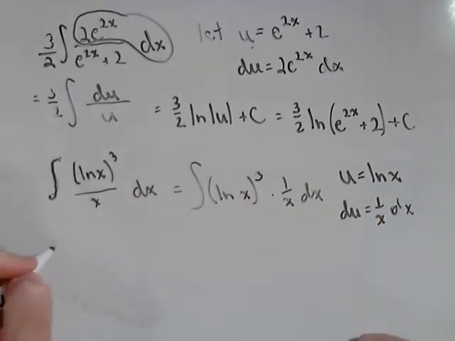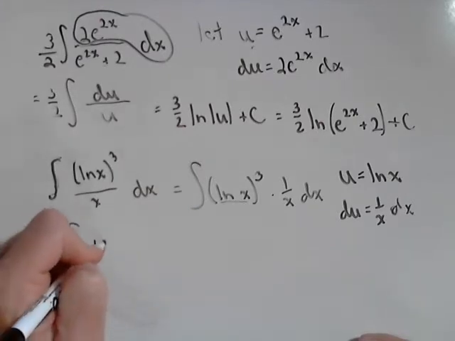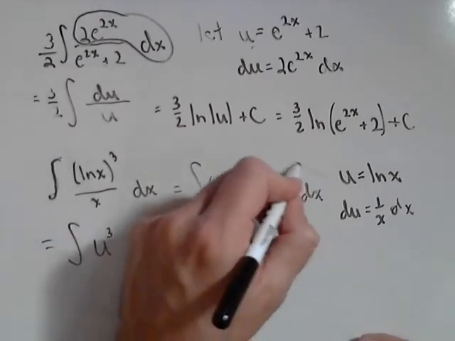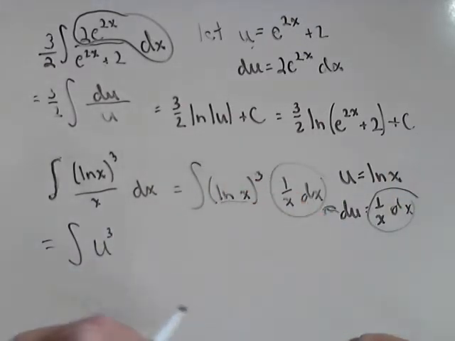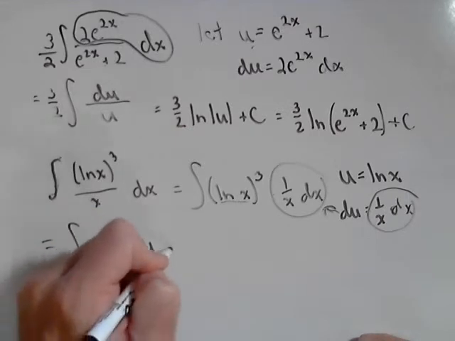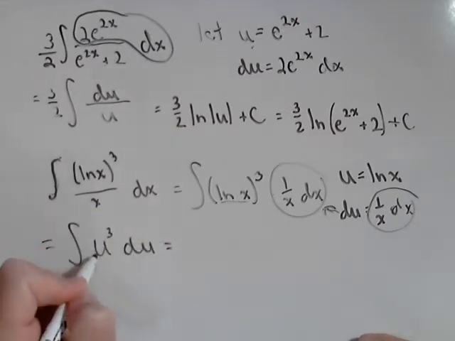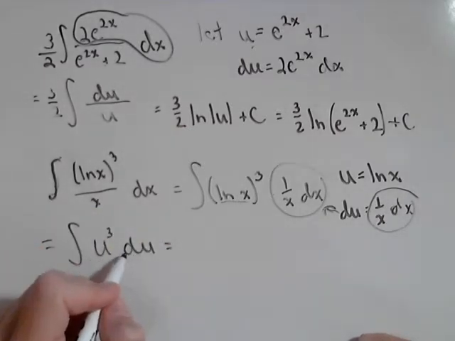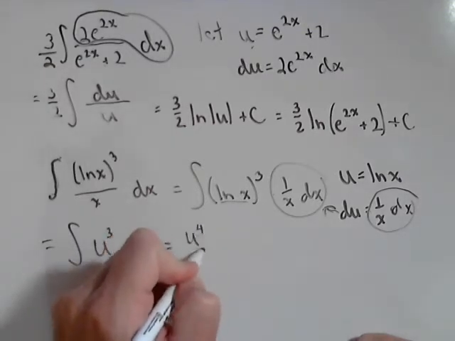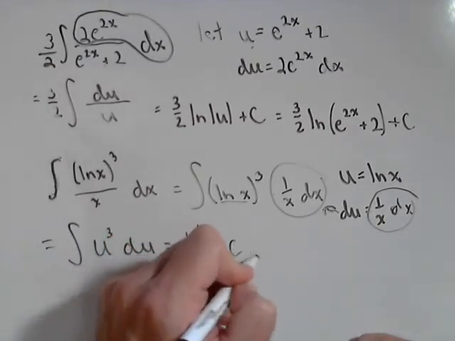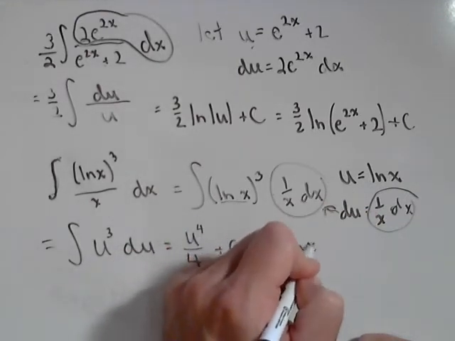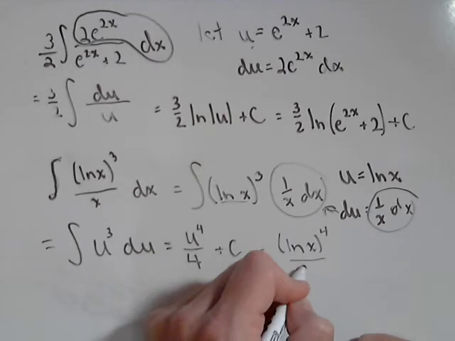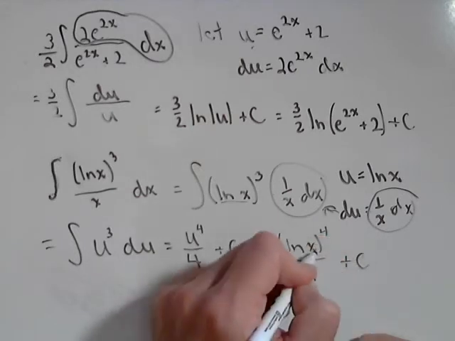So I can now sub in. This is exactly u because that's why I set it up. So I have the antiderivative of u cubed, and here is exactly right here, so that's exactly my du. So I can now take the antiderivative of a very simple power function. It's just u to the 4th over 4 plus c, or subbing back in the ln of x, I have ln of x to the 4th over 4 plus c.